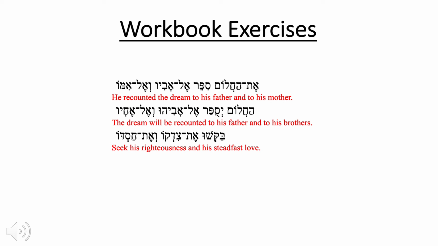This final sentence actually begins with an imperative, baqqshu. We know that we've dropped the preformative. That's why we have the patak underneath the bait. The preformative had the shva, and that is gone. This is a masculine plural. Baqqshu, you, y'all need to seek. And then we have the 2 direct objects, his righteousness and his steadfast love.